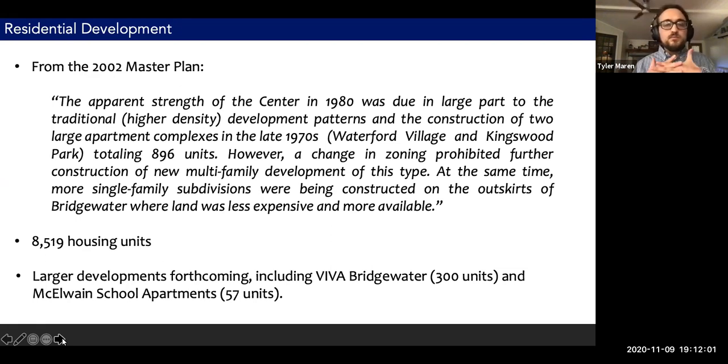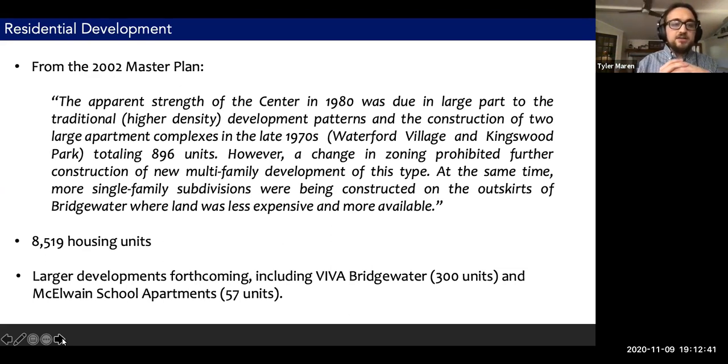But it really started to change post-World War II with deindustrialization and with the introduction of zoning to most of the United States. That's when most towns first adopted their zoning bylaws or ordinances. And I just pulled this little quote from the 2002 master plan because I think it summarizes it pretty succinctly, but essentially the shift away from the center began in the latter part of the 20th century. And so when that growth boom came in the 1970s, a lot of it was subdivisions, less density, out into what had been Bridgewater's countryside, away from the center.